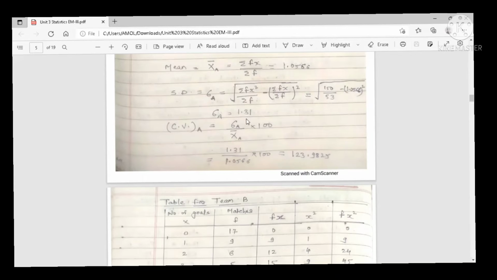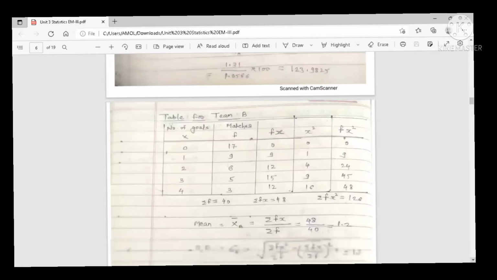Put here the values. Sigma A is 1.31. For X bar A, the arithmetic mean for team A, it is 1.0566. Put the values into 100, simplify and calculate the value. It is equal to 123.9825. So this is the CV for team A.